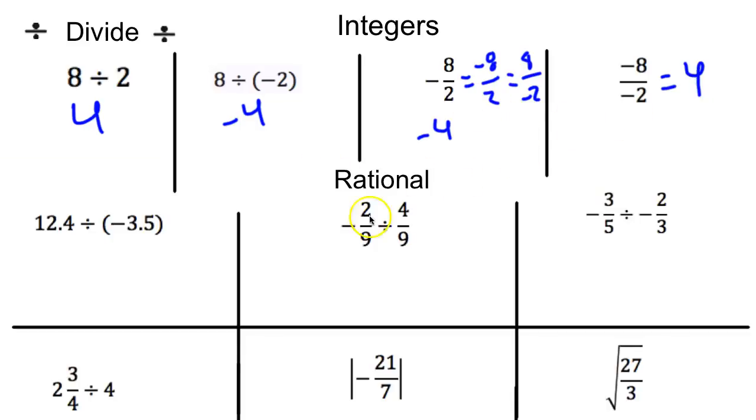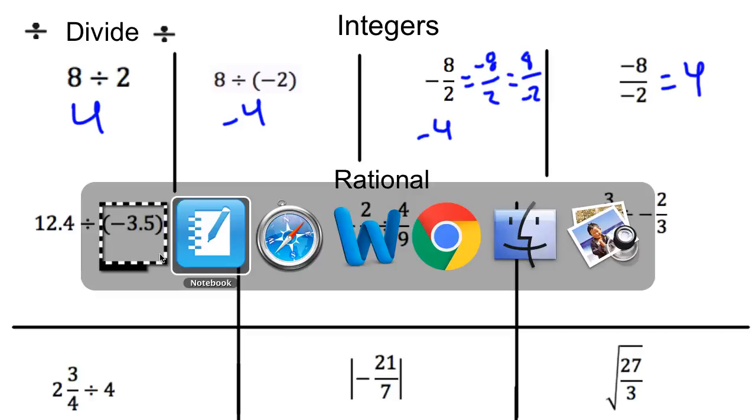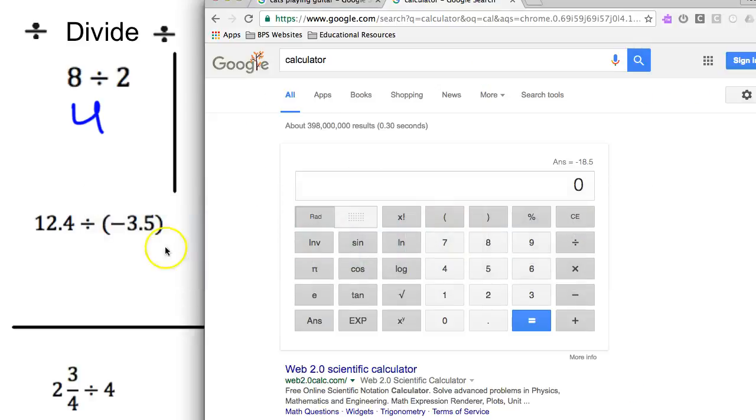Let's do some rational numbers now. So 12.4 divided by -3.5. When you have a decimal like this, just stick it right in the calculator. I don't want to mess around with long division with these decimals, so I just type it right in.